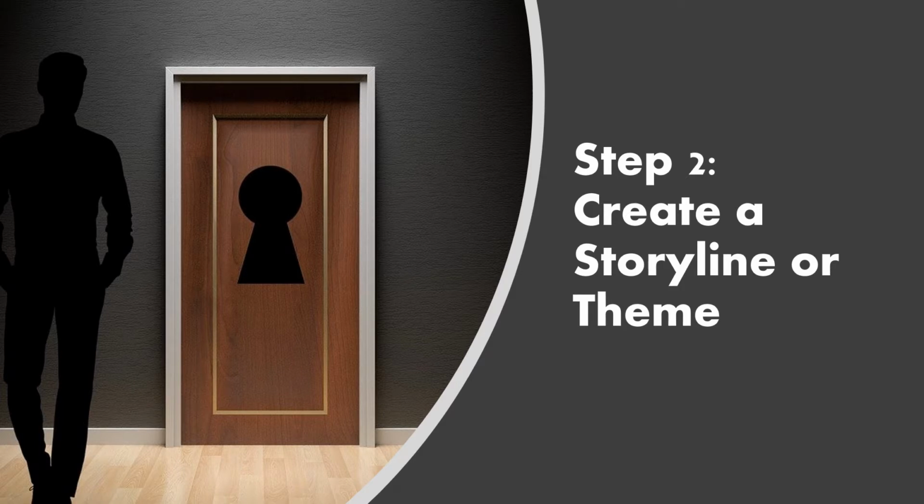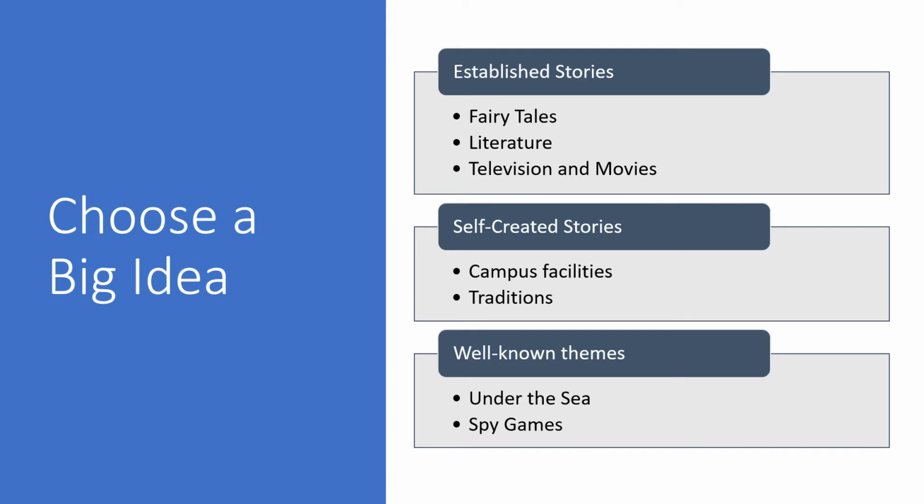Once you have a purpose, step 2 is to create a storyline or theme. You can pull from different sources to create a story or theme. For instance, you could think about popular stories from fairy tales, literature, television shows, or even full-length movies. You could even create your own stories based on something unique to your campus, such as a popular facility or a traditional event.